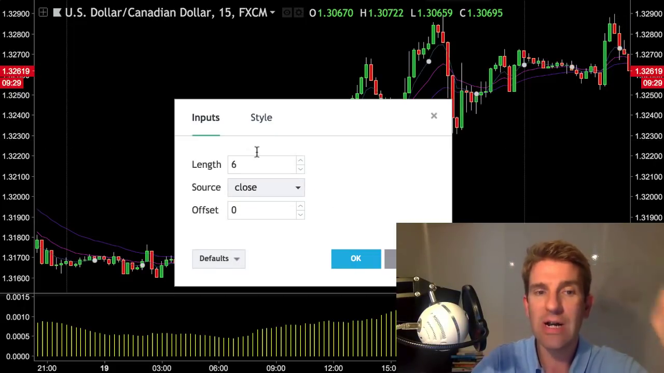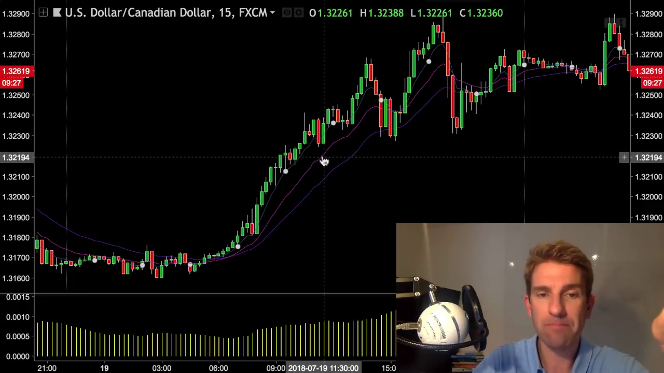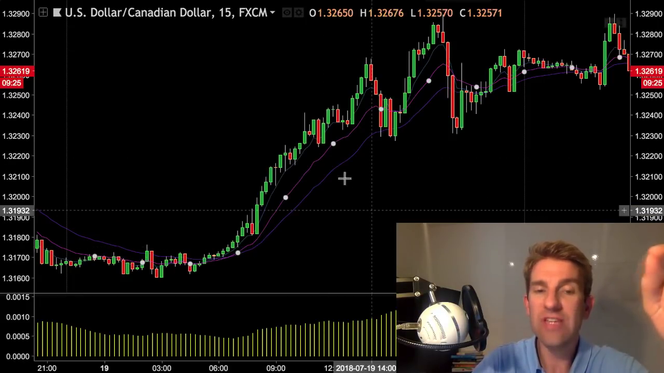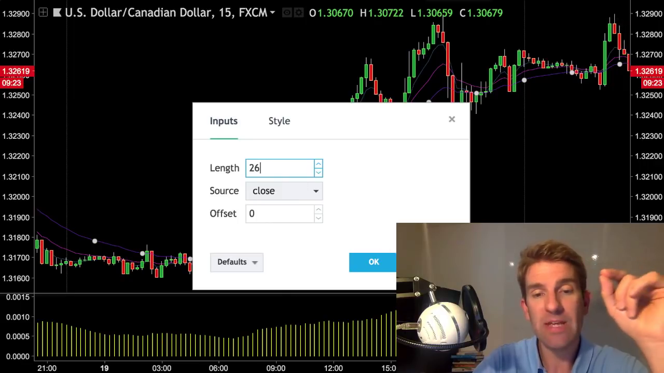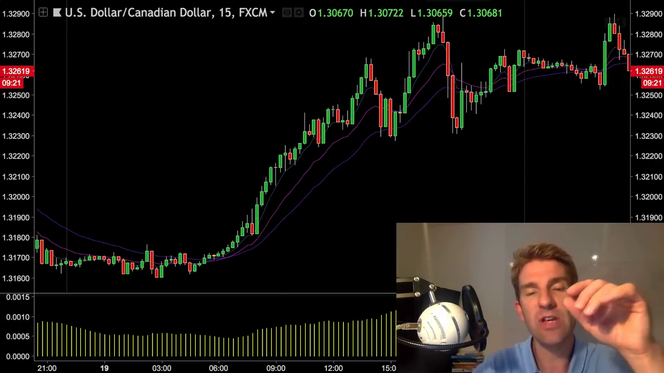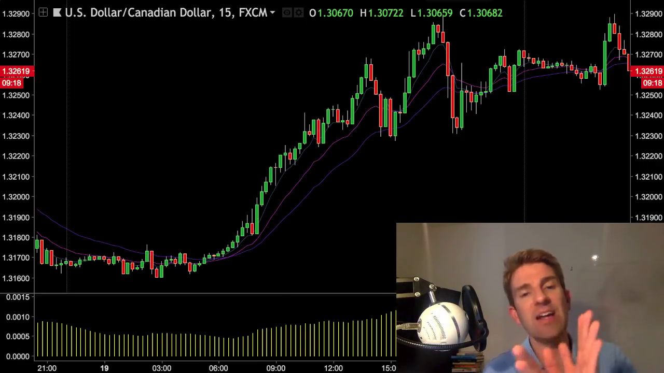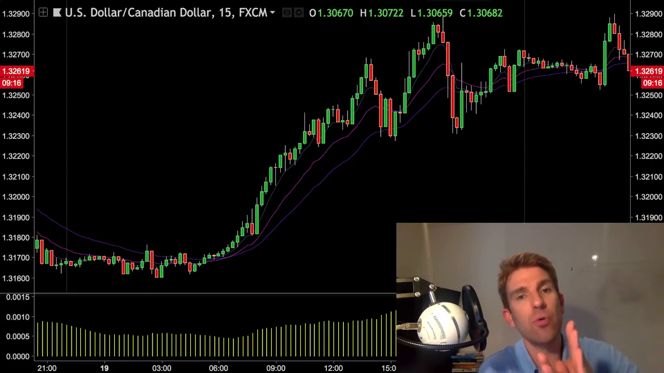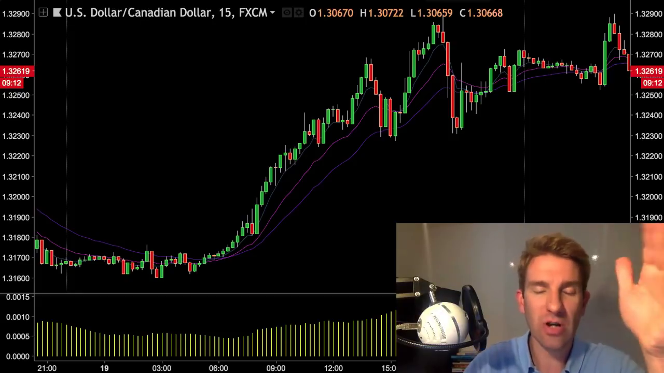They're exponential. One of them is a length of 6. The next one is a length of 14. The slowest one is a length of 26, and as you can see, that's giving us a fan shape so that when price starts to push in the direction, the fan will open out. And it's called rainbow because you color them different colors.